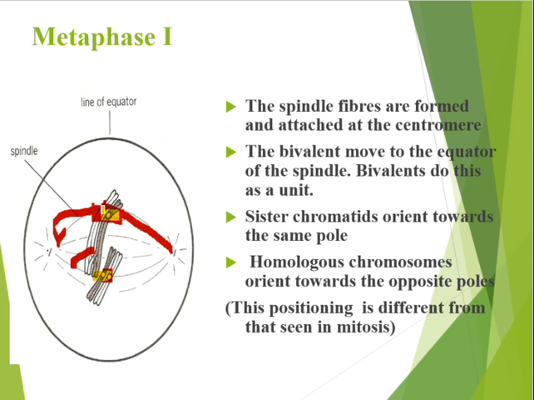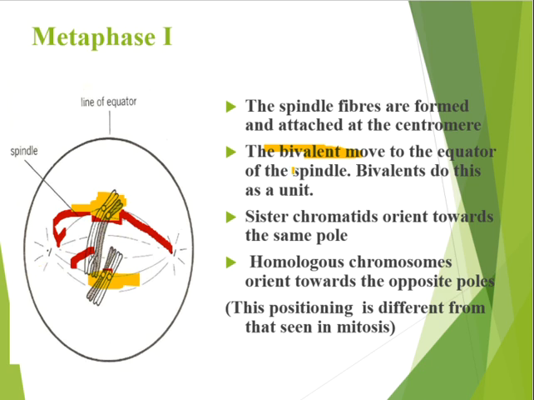I'll repeat. This bivalent pair, they move to the equator of the spindle fibers as a unit. As you can see, they are on one spindle fiber, the same as these other ones. And the homologous chromosomes orient towards opposite poles.